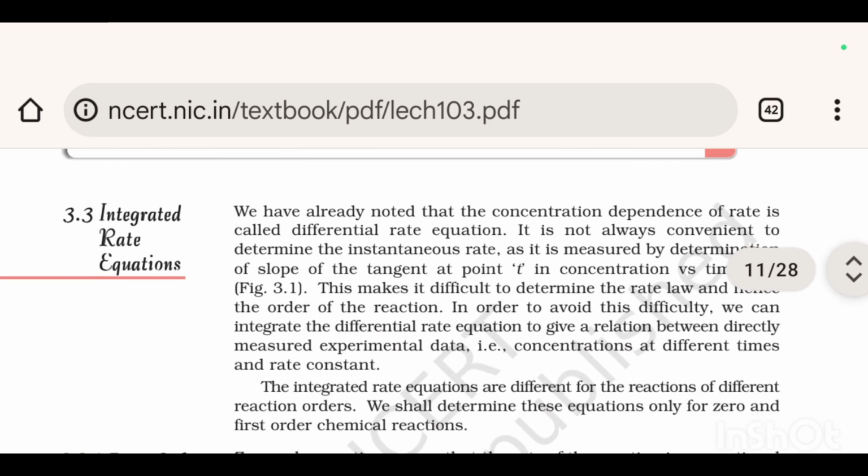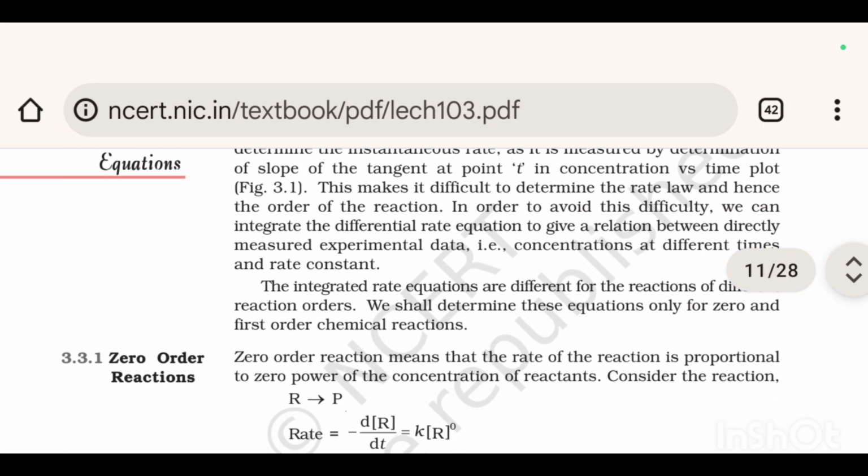Now we will discuss integrated rate equations. We have already noted that the concentration dependence of rate is called the differential rate equation. It is not always convenient to determine the instantaneous rate, as it is measured by determination of the slope of the tangent at point t in the concentration versus time plot. This makes it difficult to determine the rate law and hence the order of the reaction. In order to avoid this difficulty, we can integrate the differential rate equation to give a relation between directly measured experimental data, that is concentrations at different times, and rate constant. The integrated rate equations are different for reactions of different orders. We shall determine these equations only for 0 and first order chemical reactions.